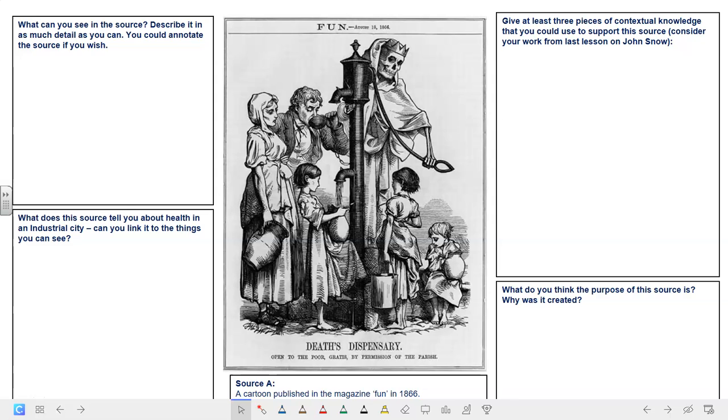Now, when we're talking about what we can see in sources, we need to describe them in as much detail as possible. So if you're able to either print off or annotate the picture that you have, you could annotate it by hand or you could write on it in PowerPoint and add labels that way. And I want you to find as many details in the source as you can. So for example, I might add that I have a skeleton. I might pick out that I have a water pump.